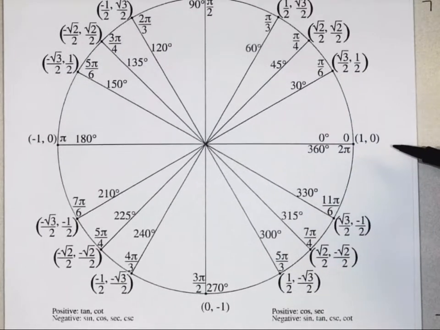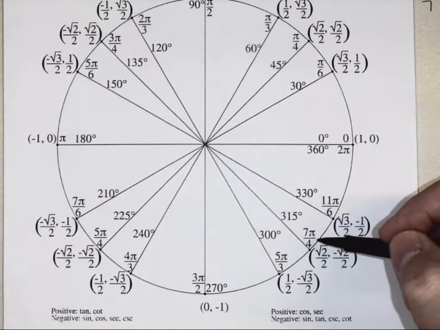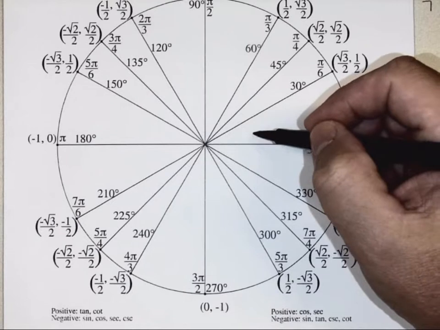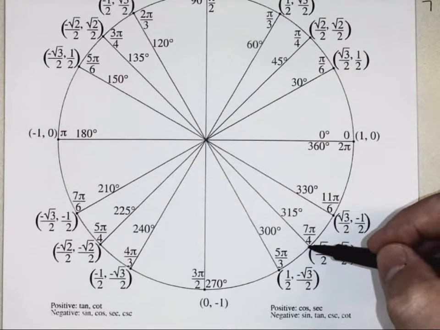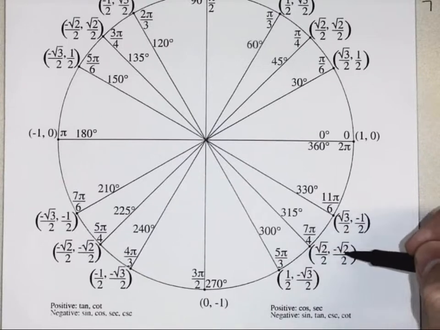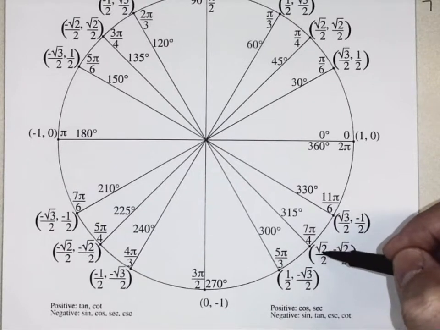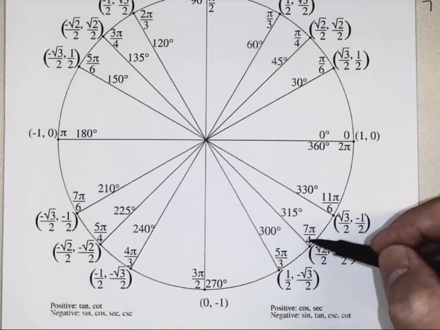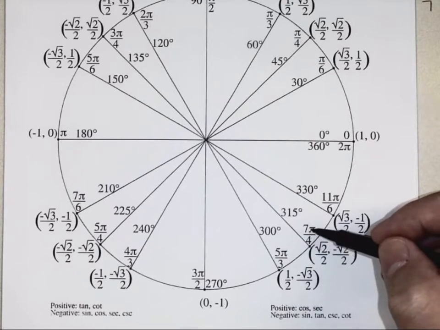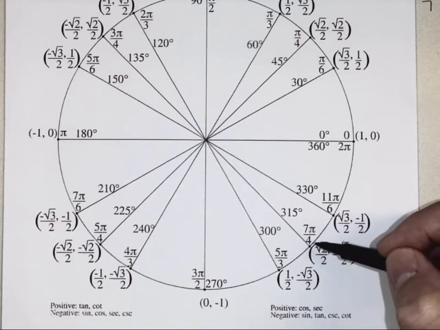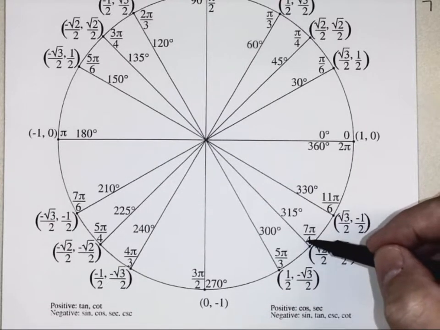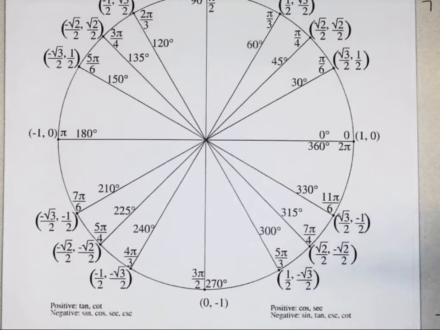If I were to go to the third quadrant, say I was told to find the trig functions for a 7 pi over 4 angle, that means you start here, you go all the way around to right here. Once again, the key is you just have to know what the x and the y are. Since the x is square root of 2 over 2, I would say the cosine of 7 pi over 4 is square root of 2 over 2. And I would say the sine of 7 pi over 4 is negative square root of 2 over 2.